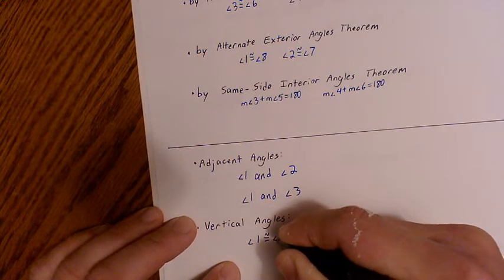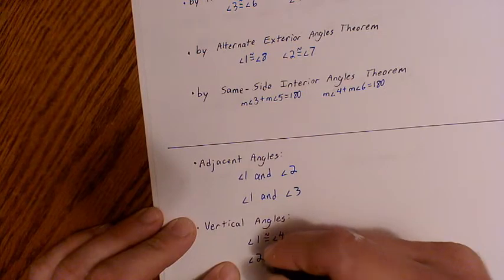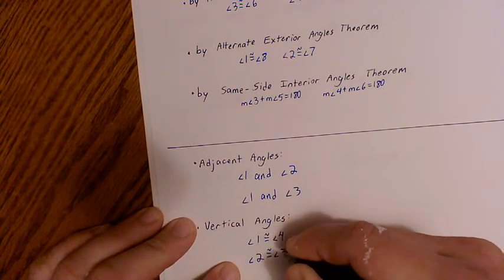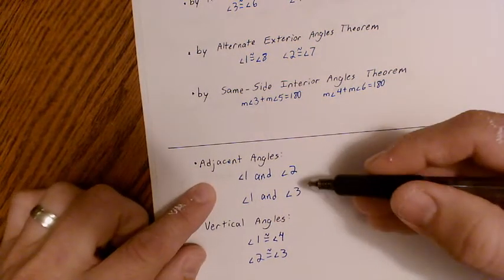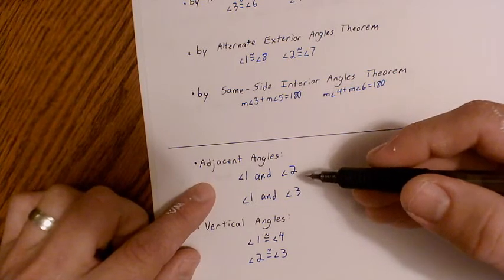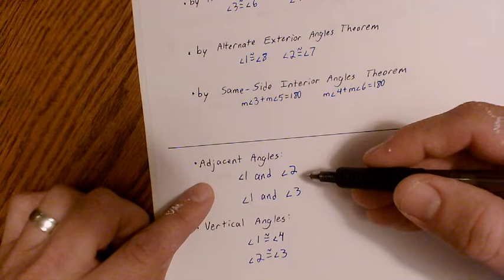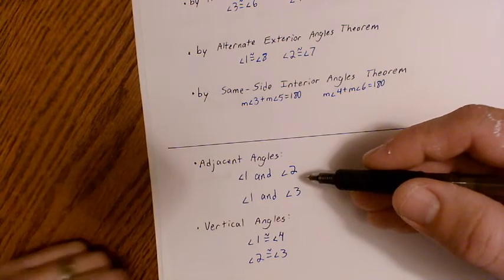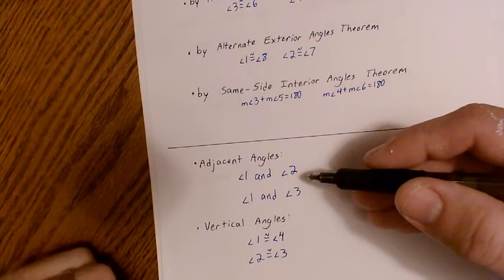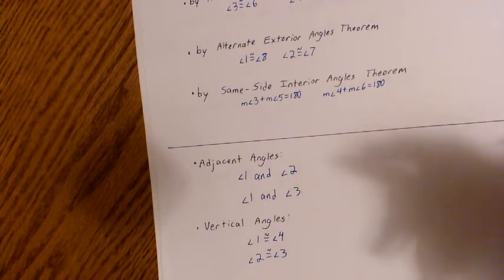Angle 1 is congruent to angle 4. Angle 2 is congruent to angle 3. Now, I did not write a specific relationship for adjacent angles. Usually they're going to add to 180, but that's not always the case, so I didn't want to make that a rule for you to have to remember. I'll talk more about that on the examples.